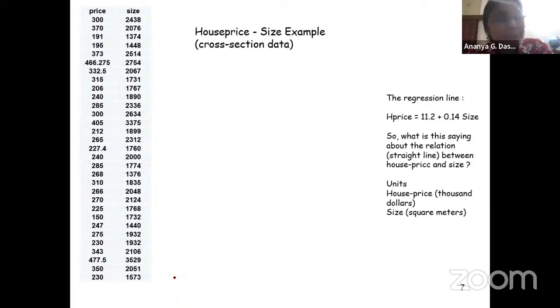Okay. Now, suppose we have the following kind of data. All right. I have some information on prices of houses and their size. Now, one of the first things that we note over here is what is the unit in which this data is measured. So house price is measured in thousands of dollars and size is measured in square meters. So here my dependent variable is price and my explanatory variable is size.